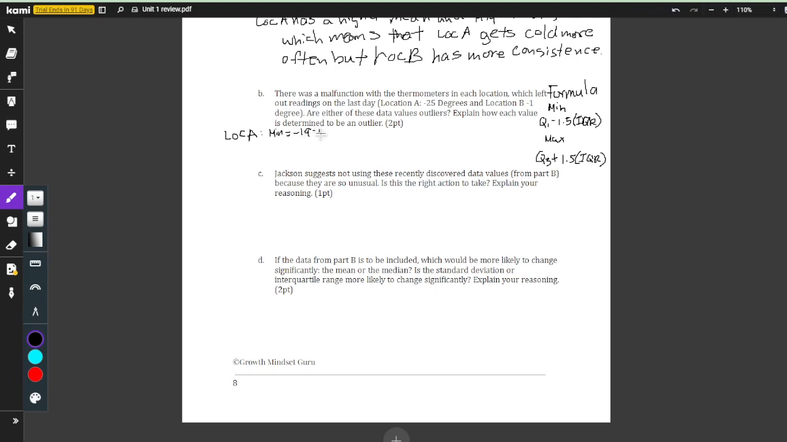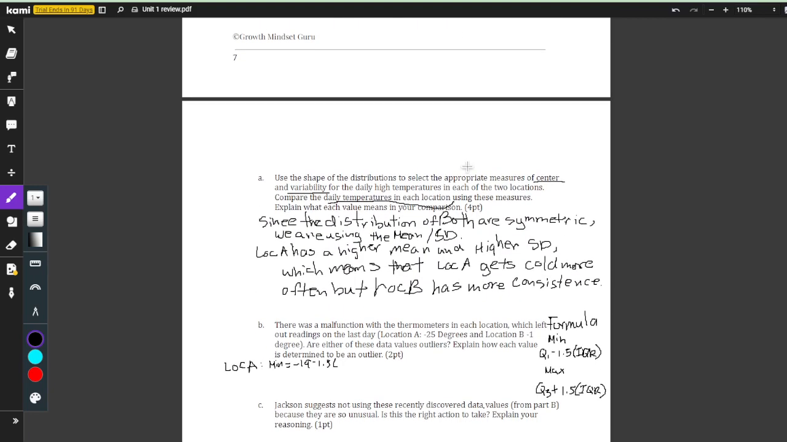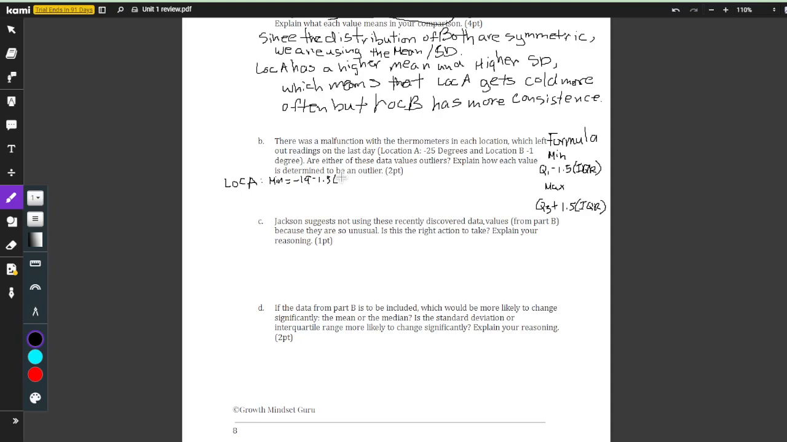Negative 19 minus 1.5 times, what is my IQR? The IQR in this case is about, here to here, about 5.3. Right here, Q3 minus Q1. So it's about 5.32. And that gives us about negative 24.48, which is outside the threshold of negative 25. So yes, 25 is an outlier.